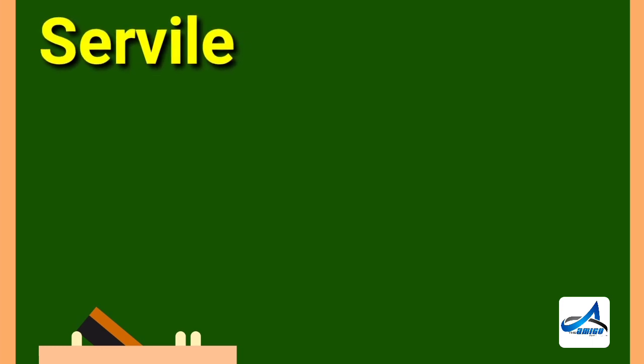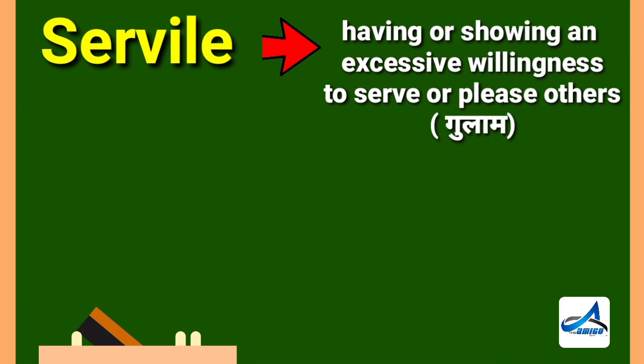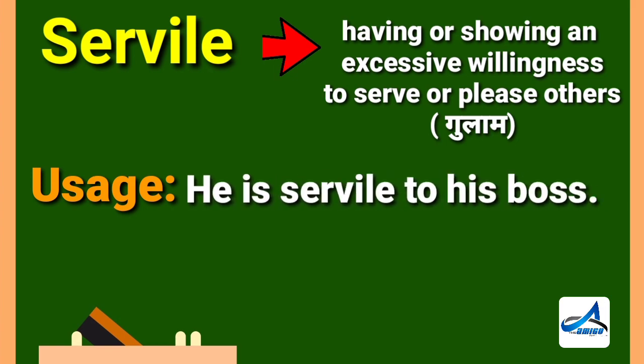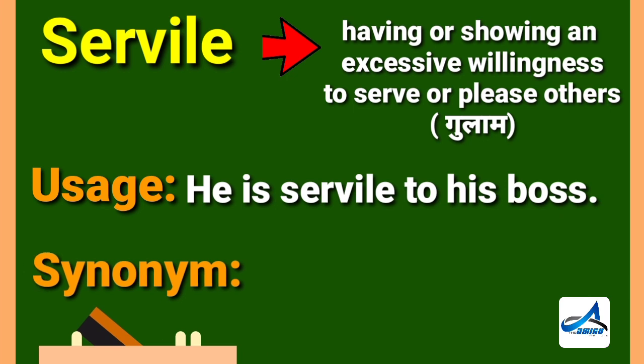Look at our first word, servile. Servile means having or showing an excessive willingness to serve or please others. Its Hindi meaning is gulam. Now look at its sentence. He is servile to his boss. Its synonym is slavish.